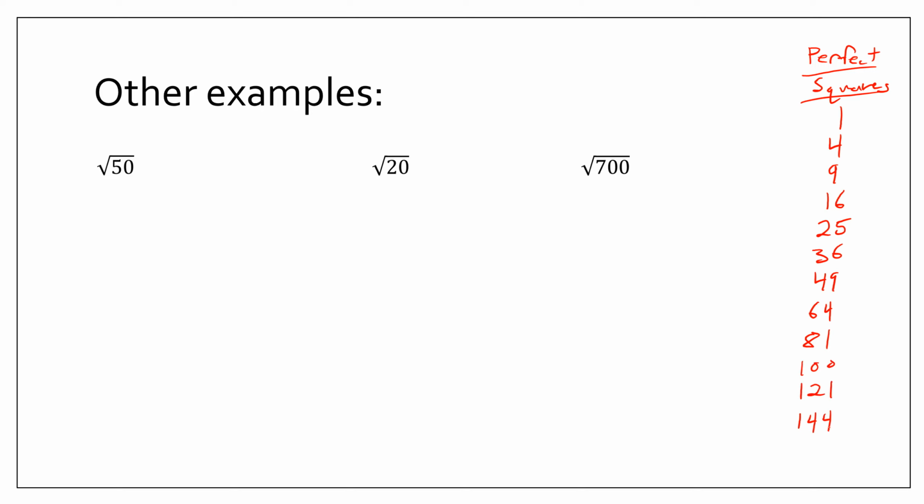Remember, in order to simplify these, I'm going to look to see if there are any perfect squares inside of these numbers. So it would be really good to have your perfect squares memorized. 1 squared is 1, 2 squared is 4, 3 squared is 9, 4 squared is 16, 5 squared is 25, and so on. I'm just going to keep listing them because these are all perfect squares that you should memorize for the purpose of looking for them within other numbers.